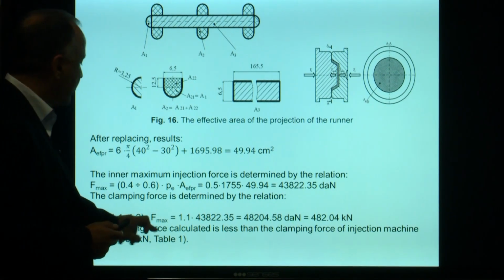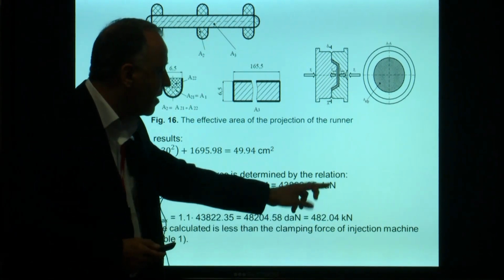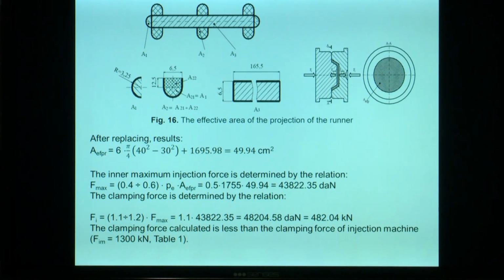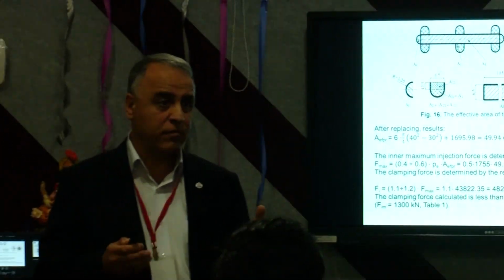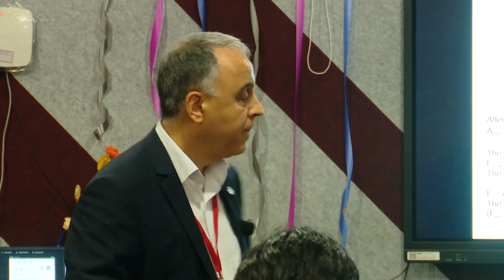Finally, we have to see that the clamping force value is less than the clamping force of the injection molding machine that we choose. This is the best result, yes, because the calculated clamping force must be lower than the clamping force of the machine. Also, in case the volume of the part is bigger and the clamping force bigger, we have to go further. We have to choose another injection molding machine.